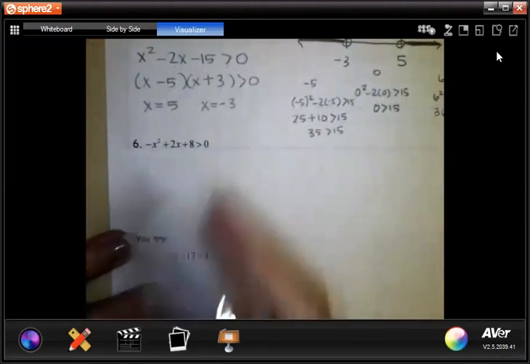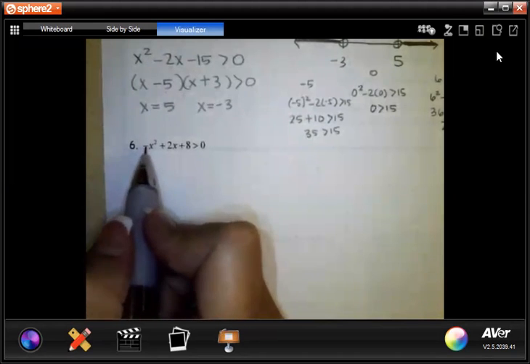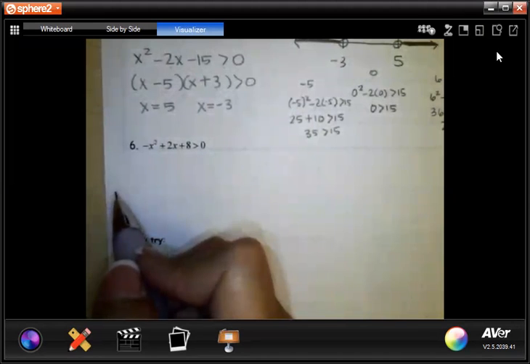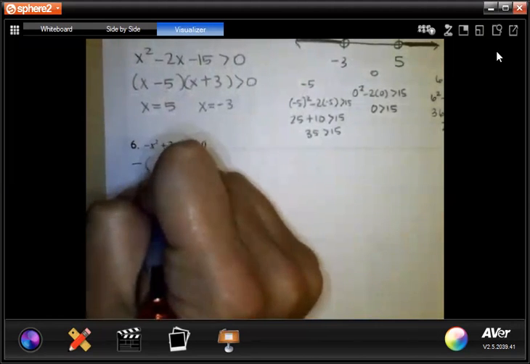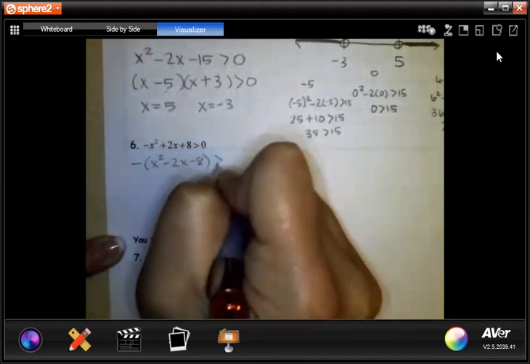We'll go ahead and try one more together. In this one here, I would want to get rid of the negative in front of the x squared. So I'd like to get rid of that by dividing the whole thing by negative or factoring it out, one of the two. So I'm going to factor out this negative, and I get x squared minus 2x minus 8 is greater than 0.